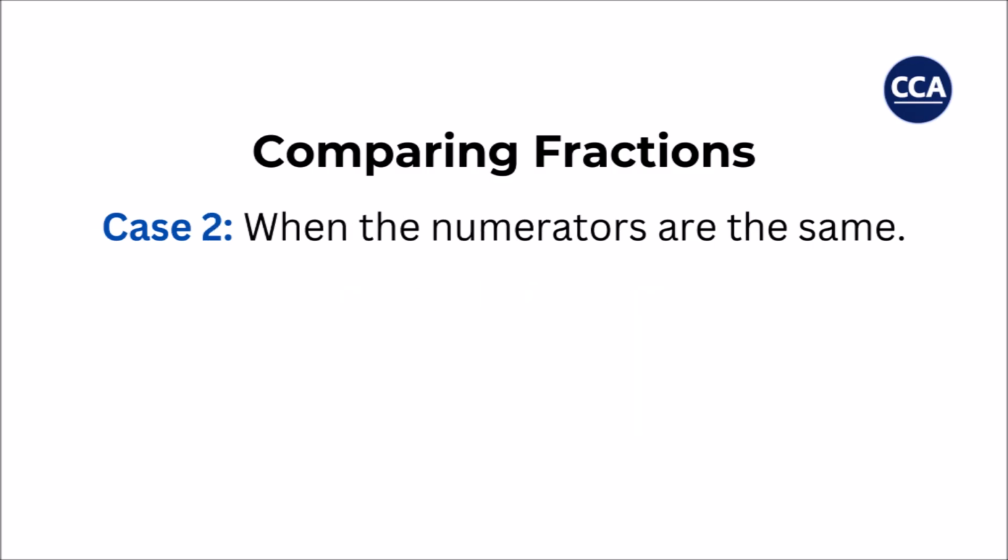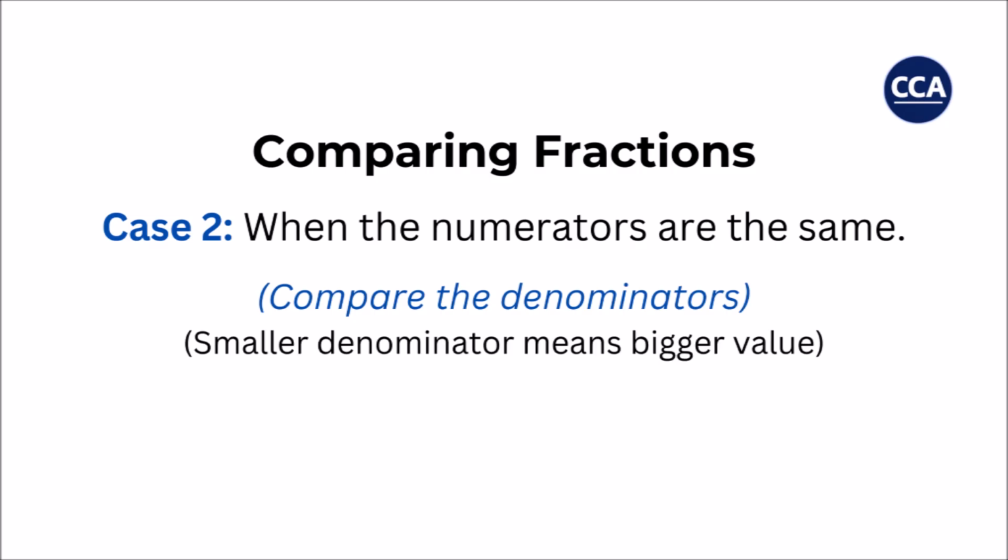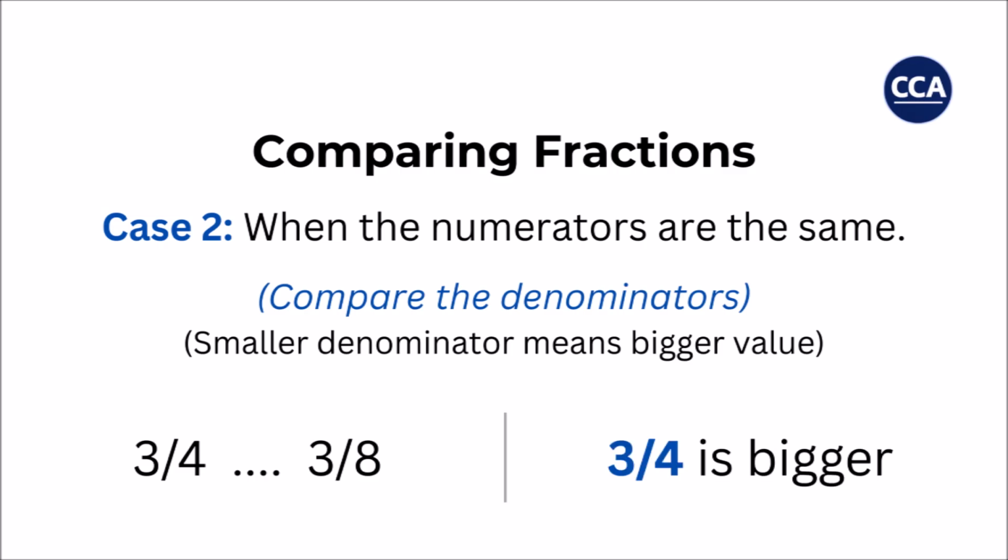Case 2. When the numerators are the same. In these cases, we compare the denominators. But remember, smaller denominator means bigger value. For example, 3/4 and 3/8. Which one is bigger? Since 4 is smaller than 8, 3/4 is greater than 3/8.